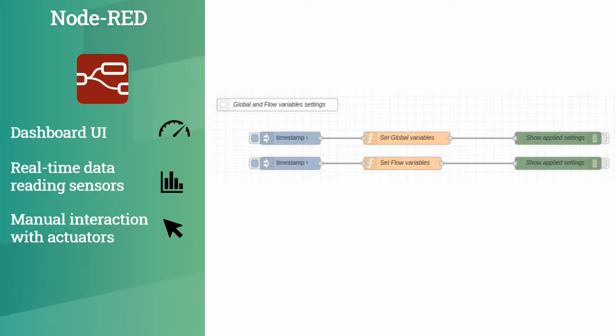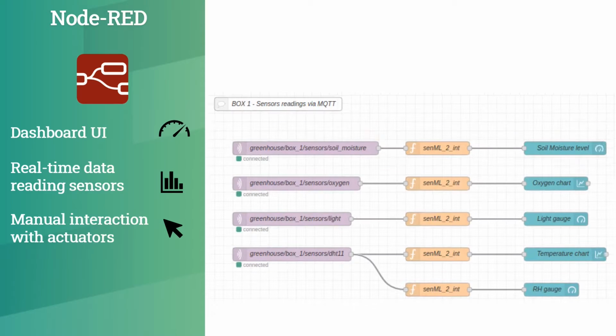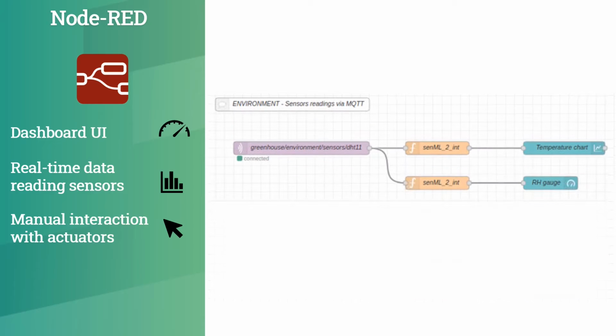A second group of flows is used for showing box sensors readings. First, an MQTT subscriber node is configured to subscribe to a respective sensor topic. Then a function node through a simple JS code unpacks the payload, that is the sensor reading in SenML format, and assigns to message.payload the reading value. Finally, this value is fed to the appropriate dashboard's widget node to be shown in the UI. The same process is carried out for the environment sensor.